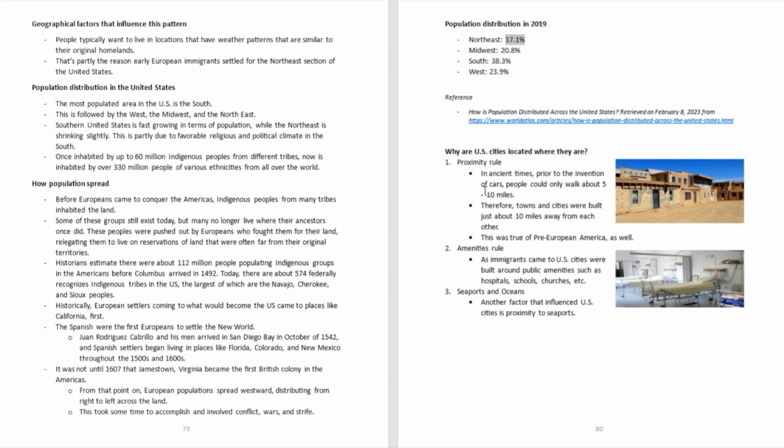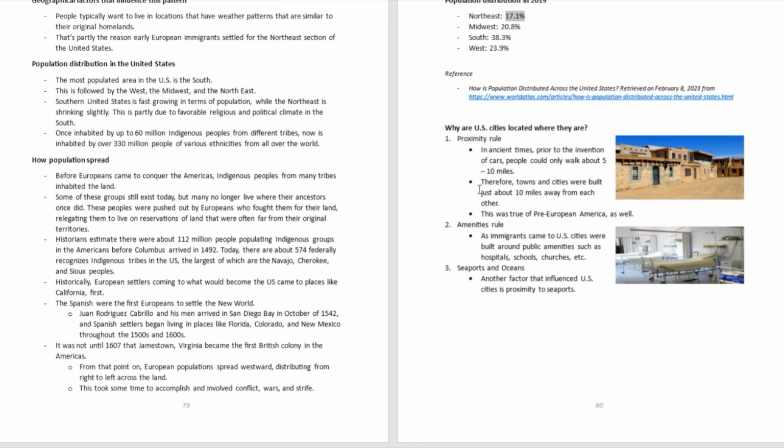Why are U.S. cities located the way they are? Typically in the Northeast, especially in ancient times, prior to the Industrial Revolution, people stayed close together. That's called the proximity rule. They couldn't walk many miles, and they couldn't drive. So within a 10-mile radius, you are going to see little towns that are clustered together. And that's what happened in pre-European America.